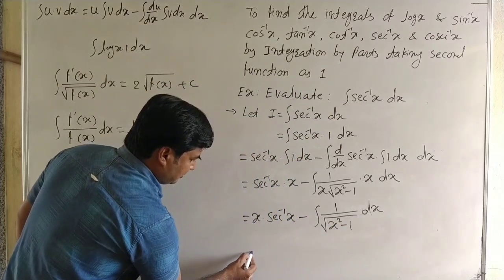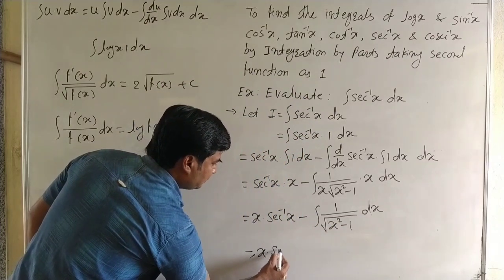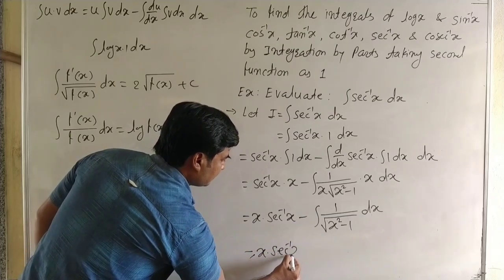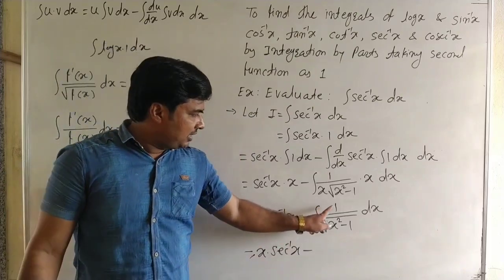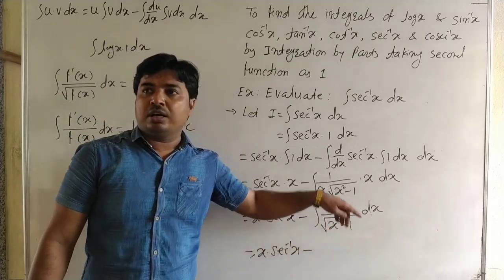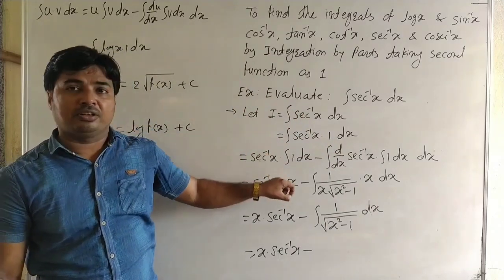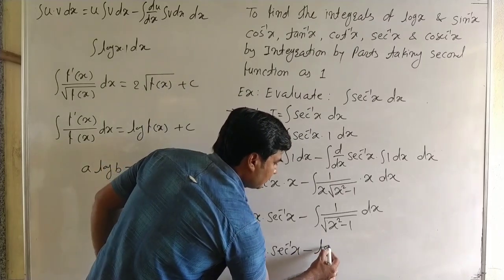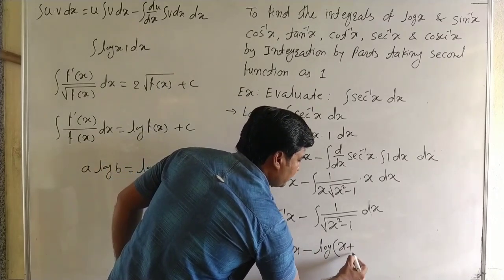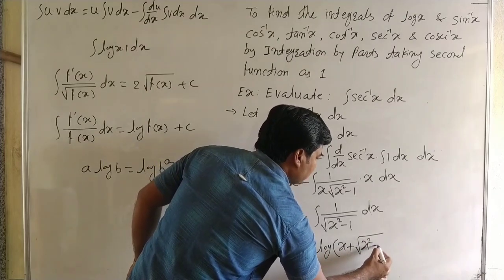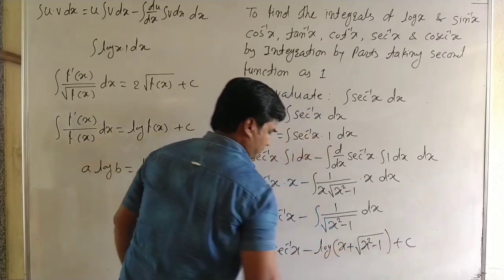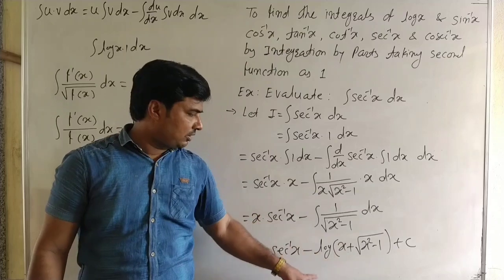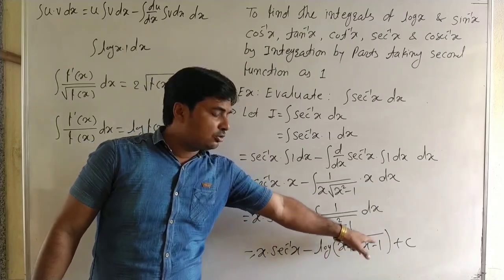And then last, it is x into sec inverse x minus 1 upon under root x square minus 1. Again it is a special integral: 1 upon under root x square minus a square, and its integral is log of x plus under root x square minus a square, here a is 1, plus c. Here it is a special integral, 1 upon under root x square minus a square. The integral is log of x plus under root of x square minus a square.